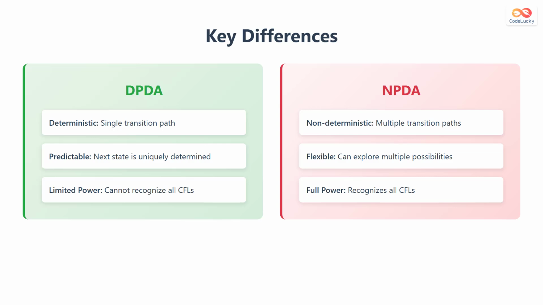Let us see the key differences between deterministic and non-deterministic PDA. A deterministic PDA follows a single transition path, making its behavior predictable, but it has limited power and cannot recognize all context-free languages. On the other hand, a non-deterministic PDA can follow multiple transition paths, providing flexibility to explore various possibilities. This allows it to recognize all context-free languages.